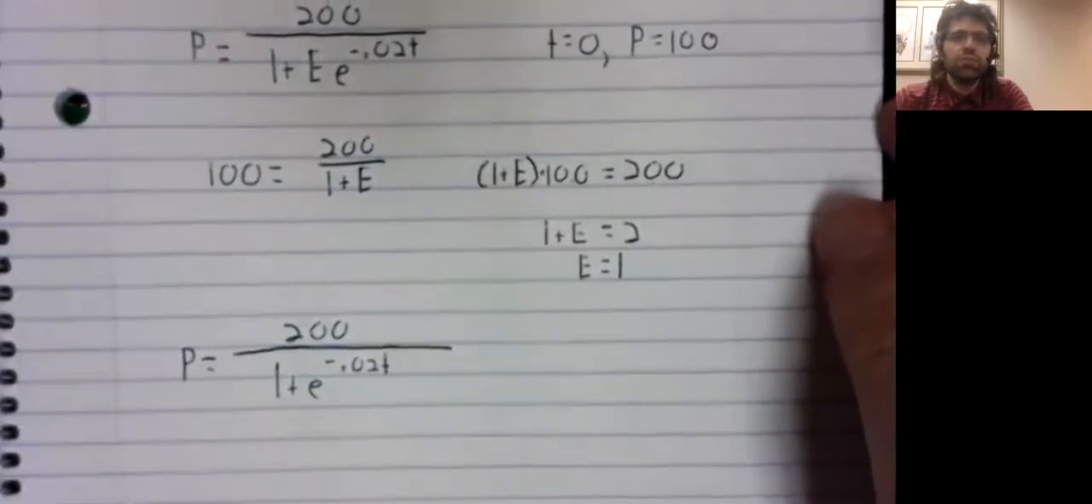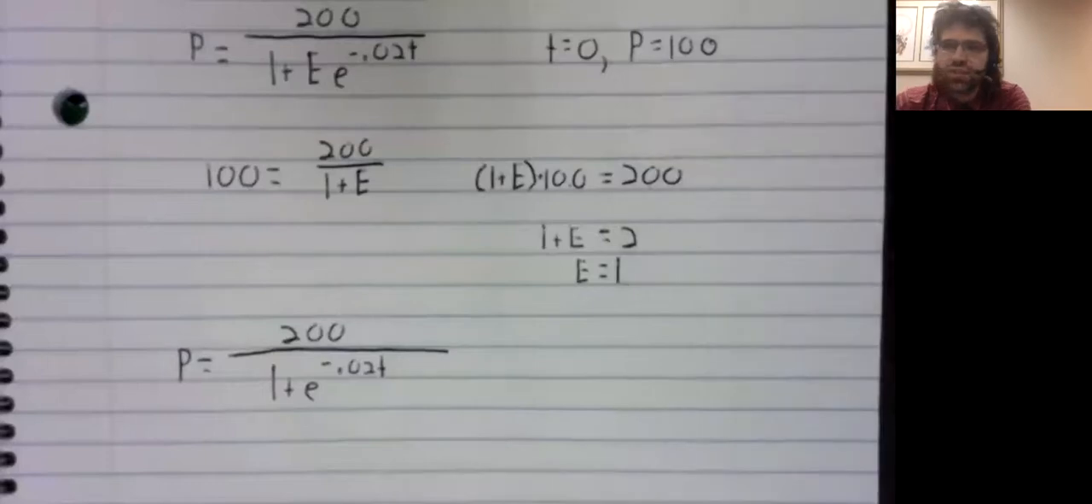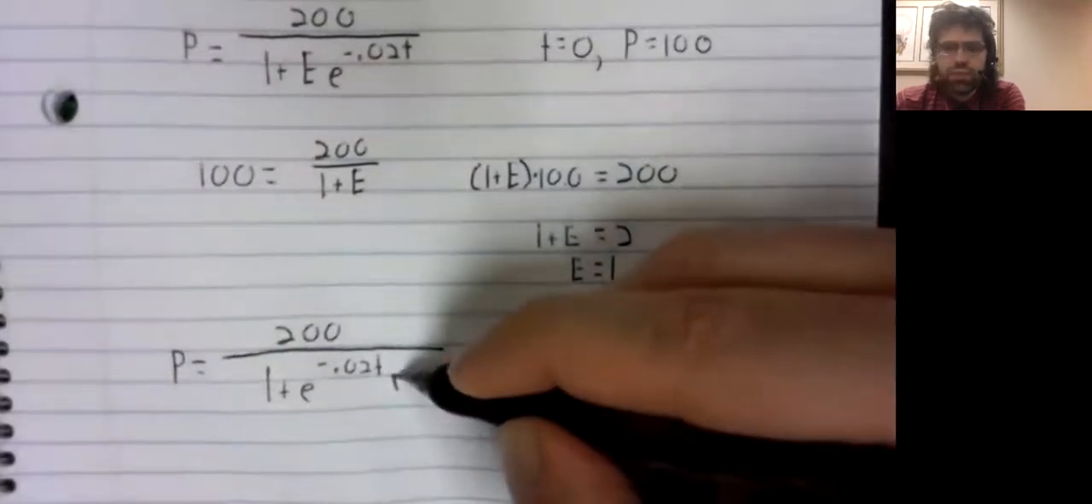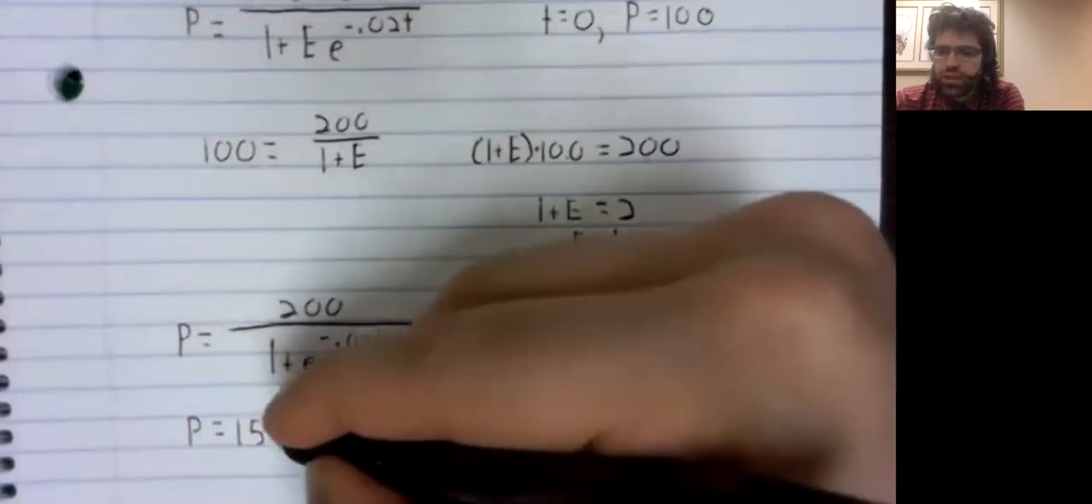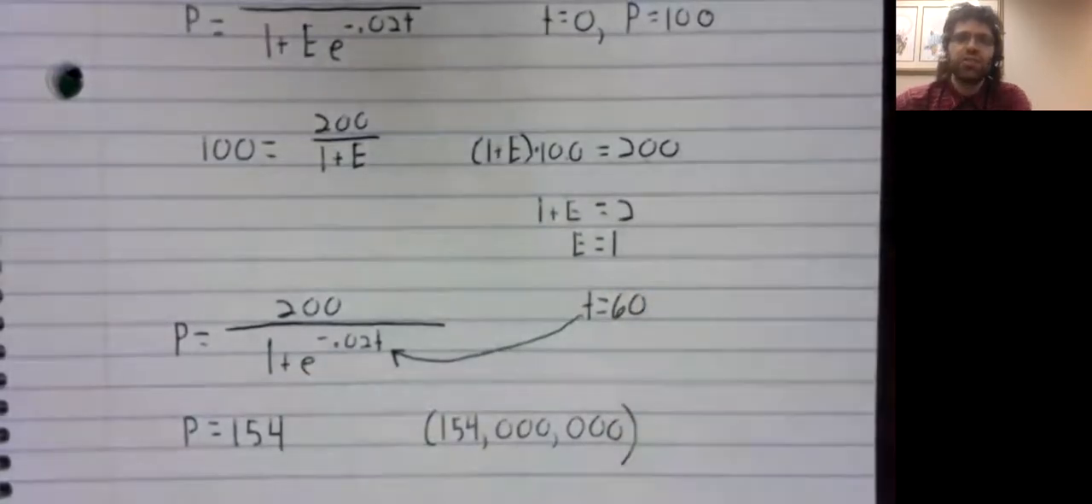Year zero was, let me remind myself, year zero was 1960. We're asking for the population in 2020. So we let t be 60 and we plug that in, and doing this off camera, we wind up getting P is about 154. Remember that population is measured in millions.